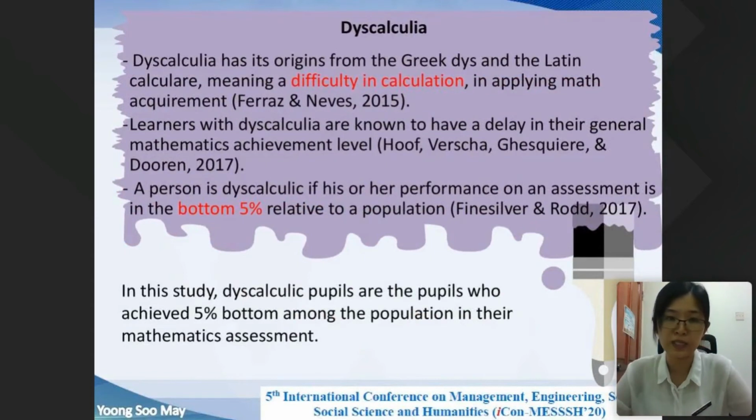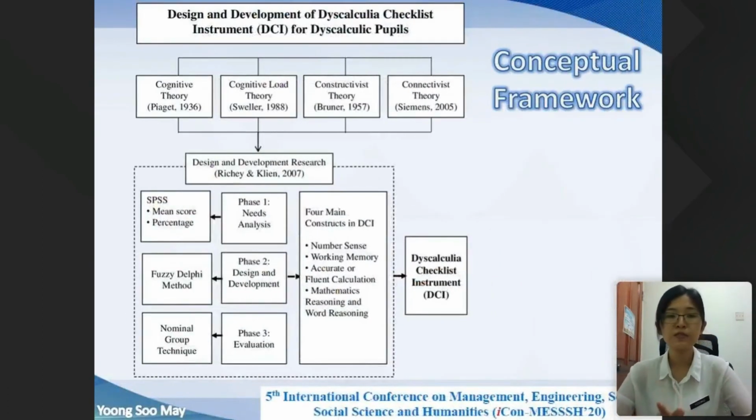Lastly, Dyscalculia. According to Ferris and Neves in 2015, Dyscalculia has its origin from the Greek dys and the Latin calculate, meaning a difficulty in calculation, in applying math requirements. In this study, dyscalculic pupils are the pupils who achieve the bottom 5% among the population in their mathematics assessment. This figure shows the conceptual framework of the study.